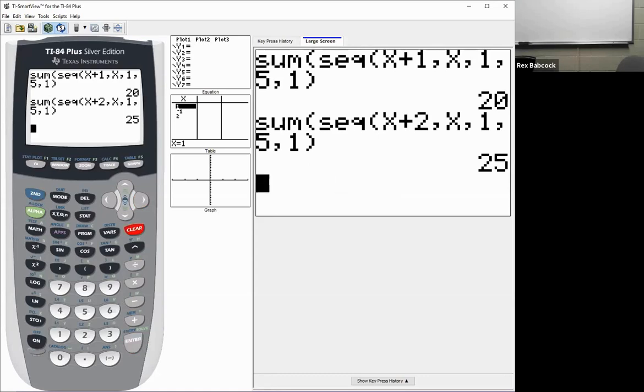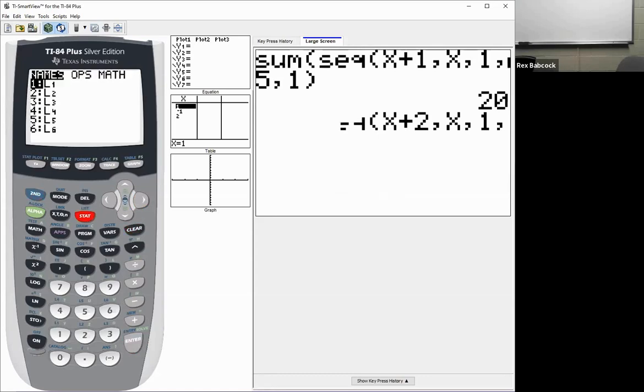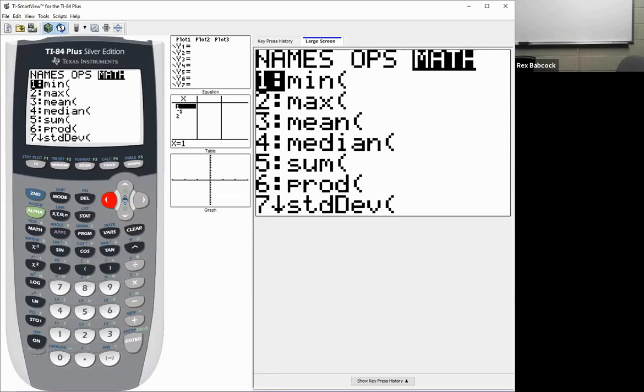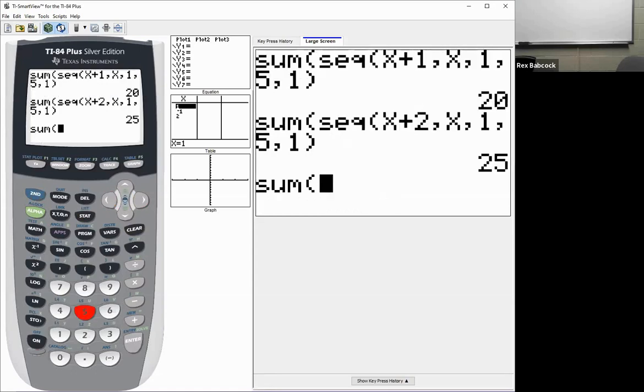Oops, I didn't do that. Let's try that again. Second stack, 5. And it's 6. So you want sum. And this is a sequence. It's x plus 2. So I have to tell the calculator it's a sequence.